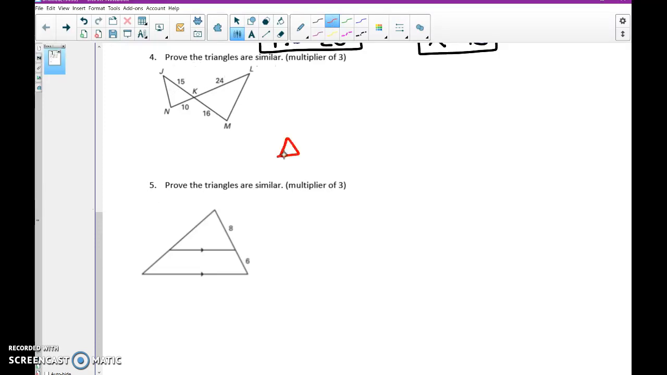So my goal is to say that triangle JKN, this little guy right here, is similar to, that's the symbol for similar. Do not put an equal sign there because then you're saying congruent. I'm trying to say that it's similar to LKM, this bigger one on the left. They're not equal to each other. 15 and 24 and 10 and 16 are not equal. They're obviously not congruent, but we're trying to say that they're similar.